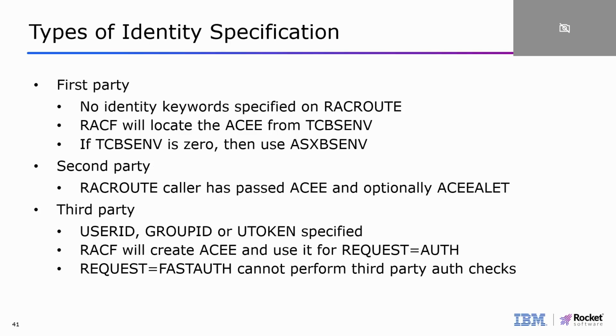Okay. A second-party check will be where RACROUTE has actually passed the ACEE and optionally the ALET for the ACEE on the call. And a third-party check is where the user ID and the group or the UTOKEN have been specified on RACROUTE. And what will happen then is it will create an ACEE and use it for the REQUEST=AUTH. So RACROUTE REQUEST=FASTAUTH cannot perform third-party auth checks. And there's a very good reason for that: it can't do the I/O to the RACF database to create the ACEE. Okay, so REQUEST=FASTAUTH can only use first and second party checks.